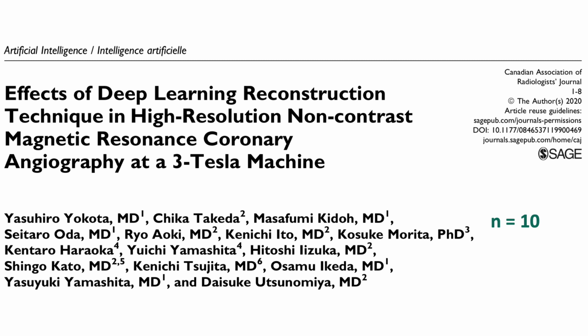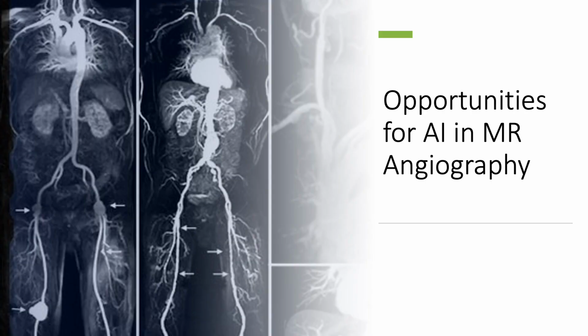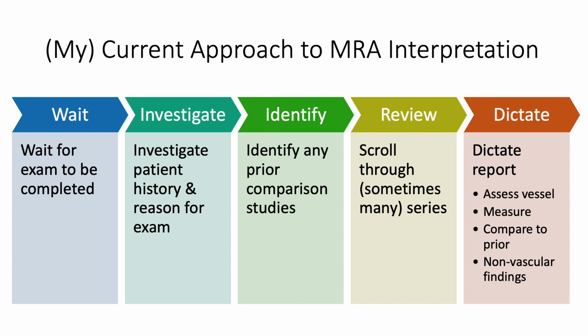And so if we look at the current state of AI tools for MR angiography and consider potential areas where AI could play a role, I find it useful to actually think about my current approach to interpretation of MRA. And I find this generally is useful for any kind of study type, but since we're talking about MRA, I'm going to use that as an example in this case.